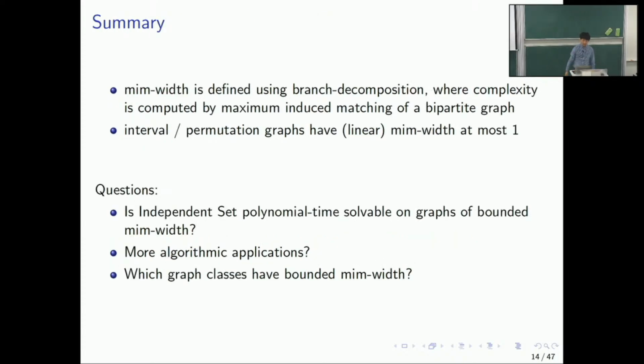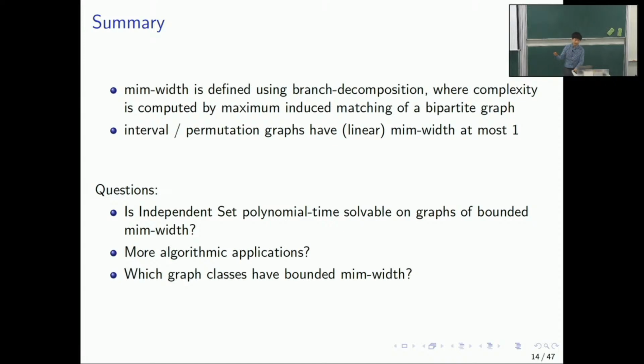So the summary is that Mim-width is defined using branch decomposition, where complexity is computed by the maximum induced matching of a bipartite graph. Interval graphs and permutation graphs have bounded Mim-width. So independent set is polynomial time solvable on graphs of bounded Mim-width. And are there more algorithmic applications, and which graph classes have bounded Mim-width?